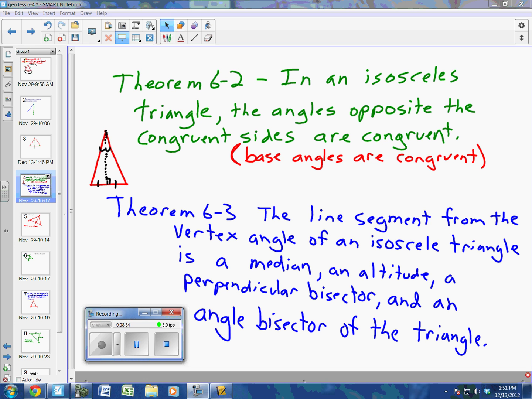All right. These two theorems right here are what we learned by doing that patty paper exercise. And we know that the line segment that goes from the vertex angle down to the base is all of those. Okay, all of those. I'm moving on.